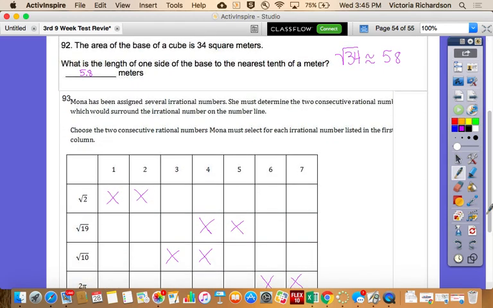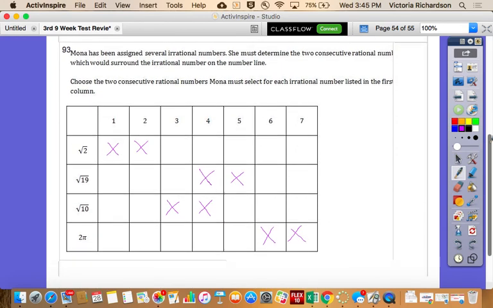The area of a base of a cube is 34 square meters. What is the length of one side? So since it's a cube, that means both of them are going to be the same, so I can take the square root of the base. So the square root of 34 is approximately 5.8.